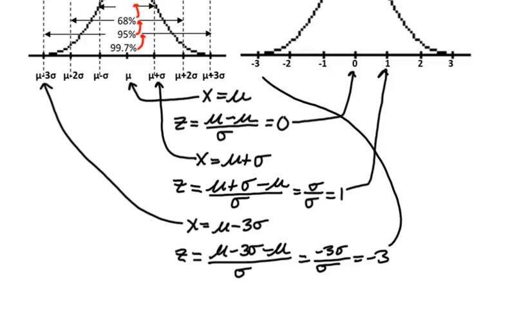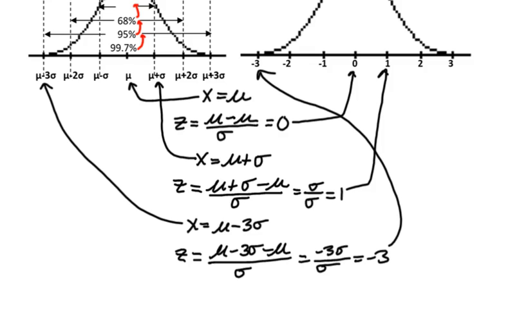Let's just do one more example, although I'm sure you can see how this works now. Let's say x is mu minus 3 sigma. In other words, I'm looking at this one right here. So z now is mu minus 3 sigma minus mu all over sigma. Well, mu minus mu is 0, so this just turns out to be negative 3 sigma over sigma, which is negative 3, giving us this value on the standard normal curve.